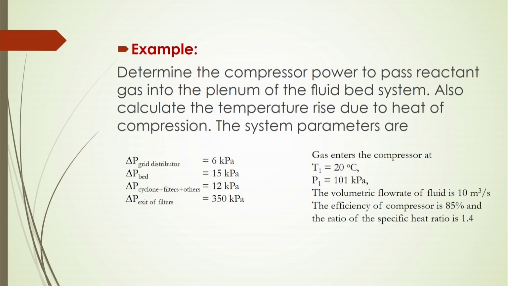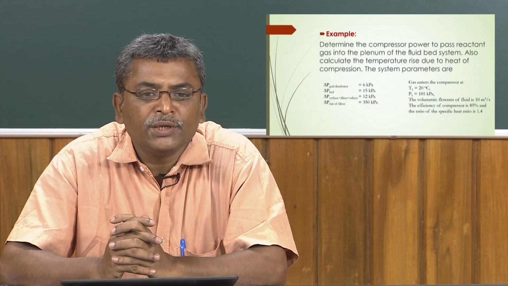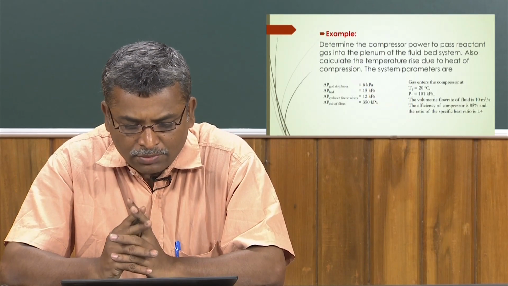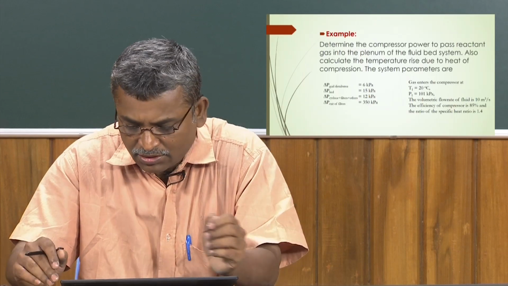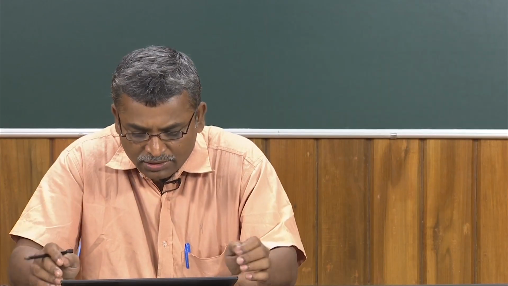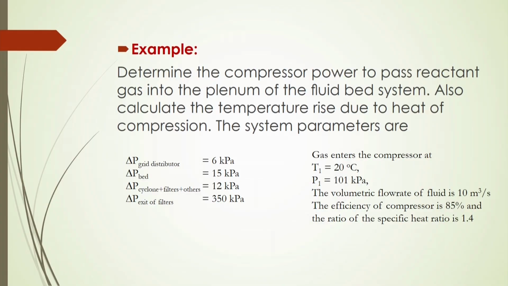Now, let us see one example of how to calculate the fresh compressor power, to calculate the power of gas distribution into the plenum of the fluidized bed system by this compressor or any blower. Also, calculate the temperature rise due to the heat of compression. Now, let us see the system parameters given here.